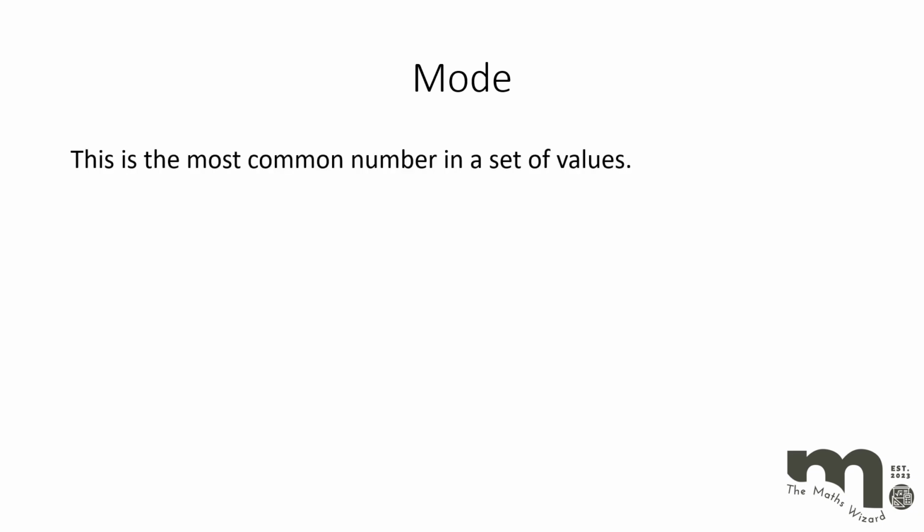Then we've got the mode. Now the mode is the most common number in a set of values. So if we look at this little list here, we've got 5 numbers, and you can see 7 appears more than the other numbers. So 7 would be the mode.